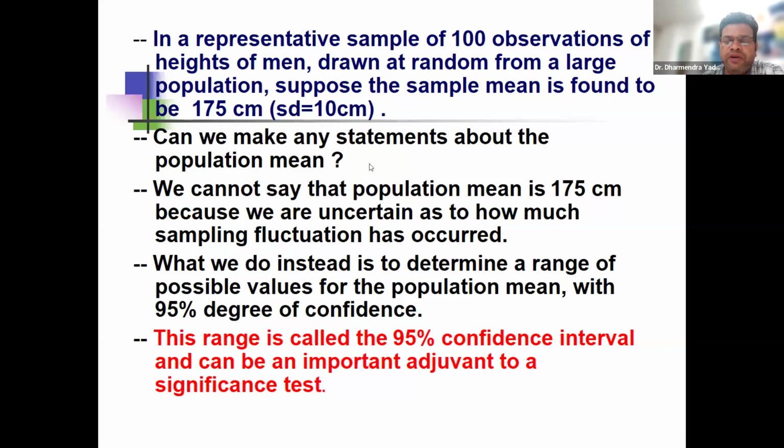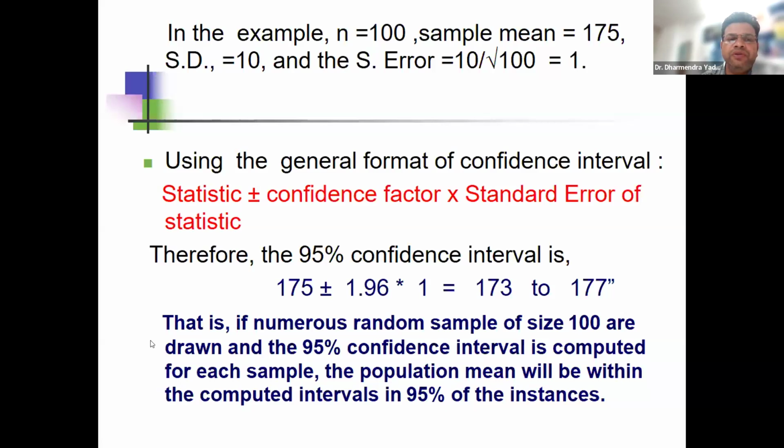So what is the formula for that? What is known to us? In this example, we have sample size, because we have 100 observations. Sample mean is 175 centimeter. Standard deviation is already given. Now we will calculate the standard error. How do you calculate standard error? S upon under root n, where S is the standard deviation and n is the sample size. So that will be 1. So this standard error will be 1.